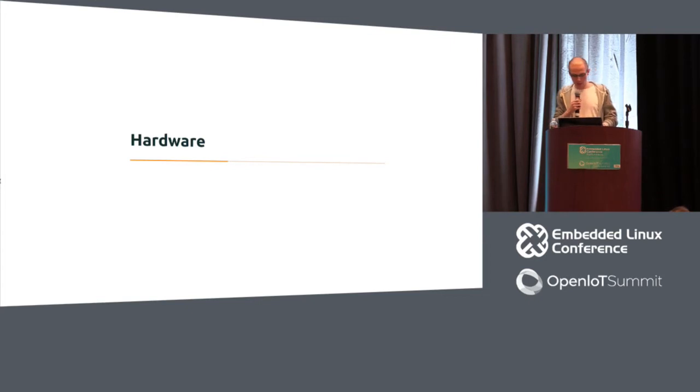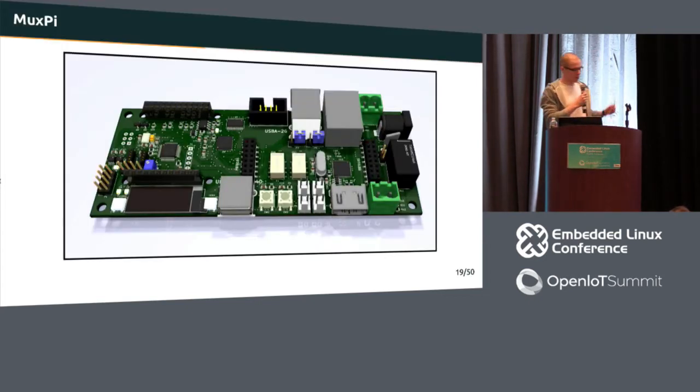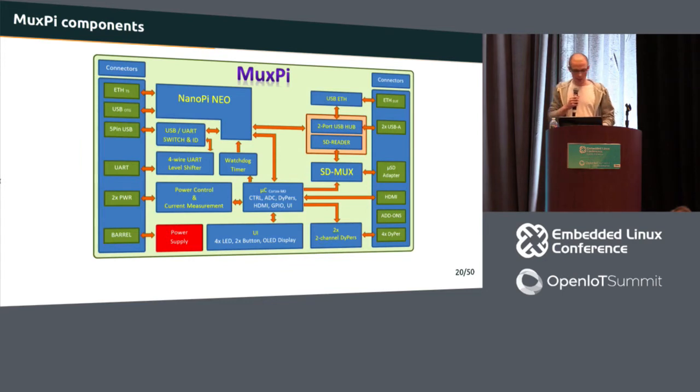With all that in mind, we came up with the MuxPi board I mentioned earlier, but I believe it would be much easier to describe it on these blocks. So, as I mentioned, only two connections to the outside world. And we began with the good old SDMux. So the capability of demultiplexing access to the microSD card between test server, which in our case is this NanoPi board, and ability to switch off the power to the device under test.